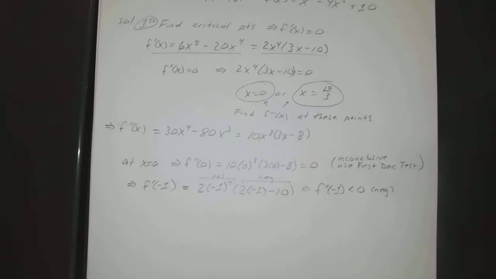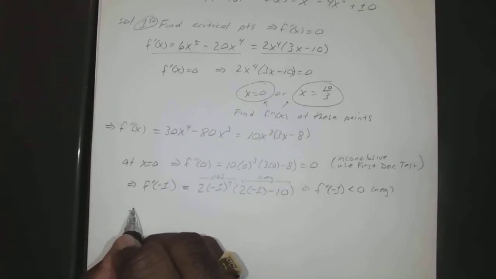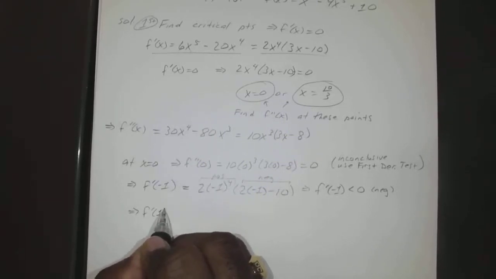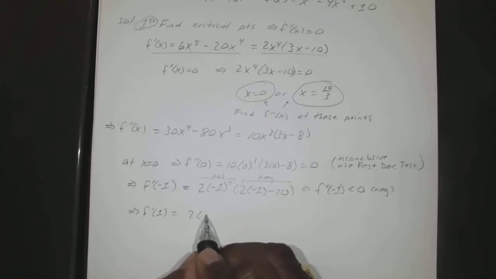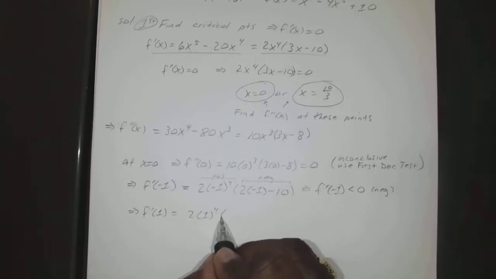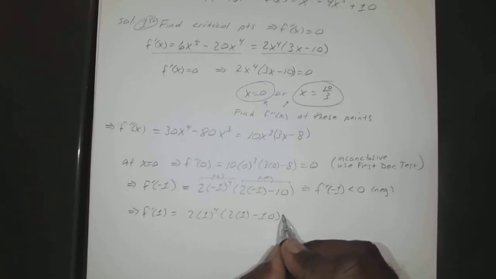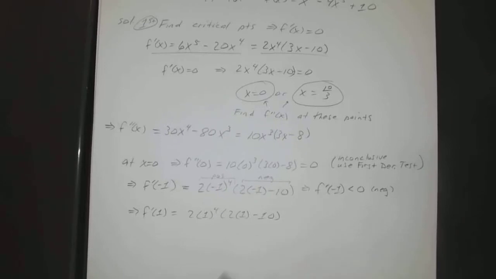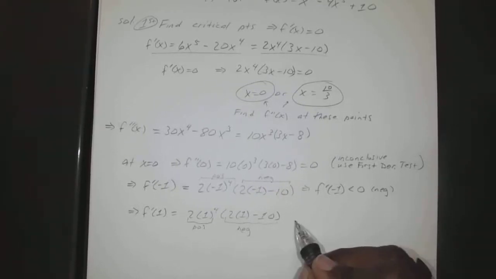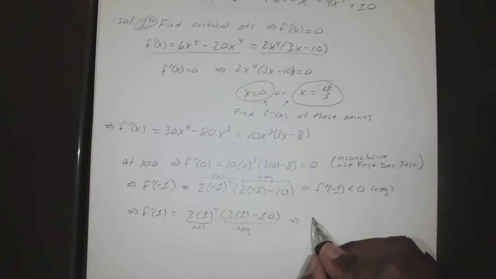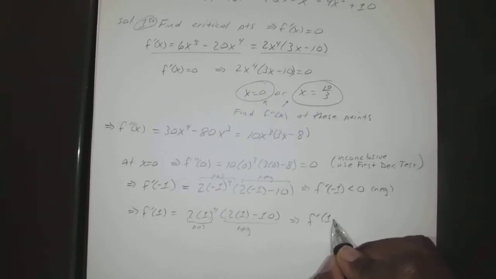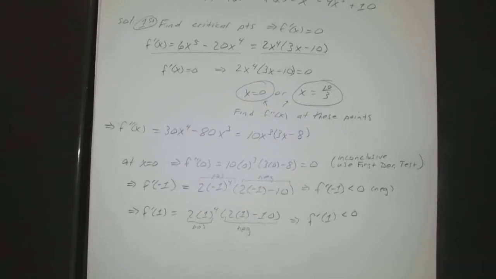Okay, so now we try it at 1. F prime of 1 is 2 times 1 to the 4th times 2 times 1 minus 10. Okay, so we know this is going to be positive, and this is going to be negative. Okay, so we know at f prime of 1, that's also less than 0.